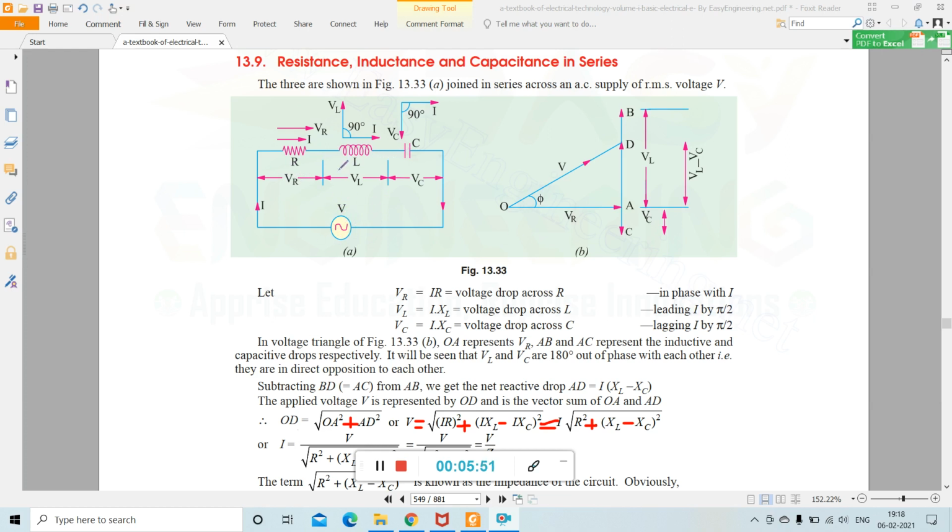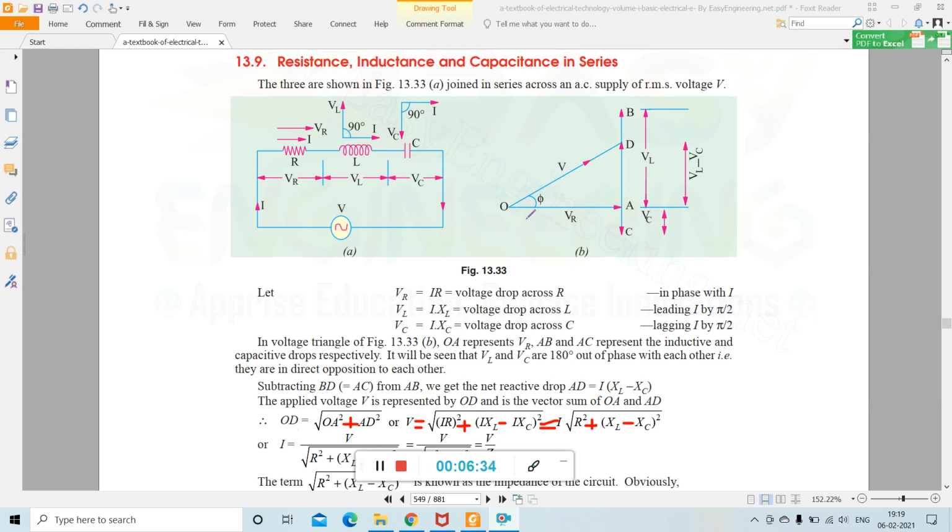Here VR is the voltage drop across the resistor, and VR and I are in phase with each other. Similarly, VL is the voltage drop across the inductor, and here voltage VL is leading I by angle pi by 2. Similarly, across the capacitor, VC is the voltage drop across the capacitor, and here VC is lagging I by an angle pi by 2.